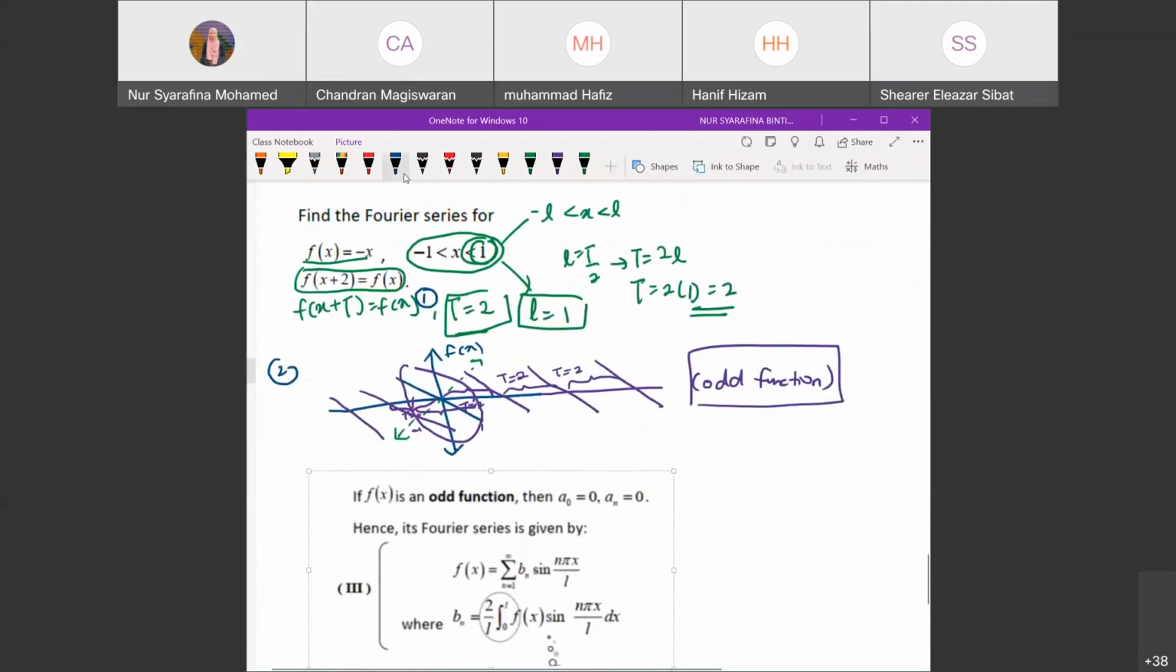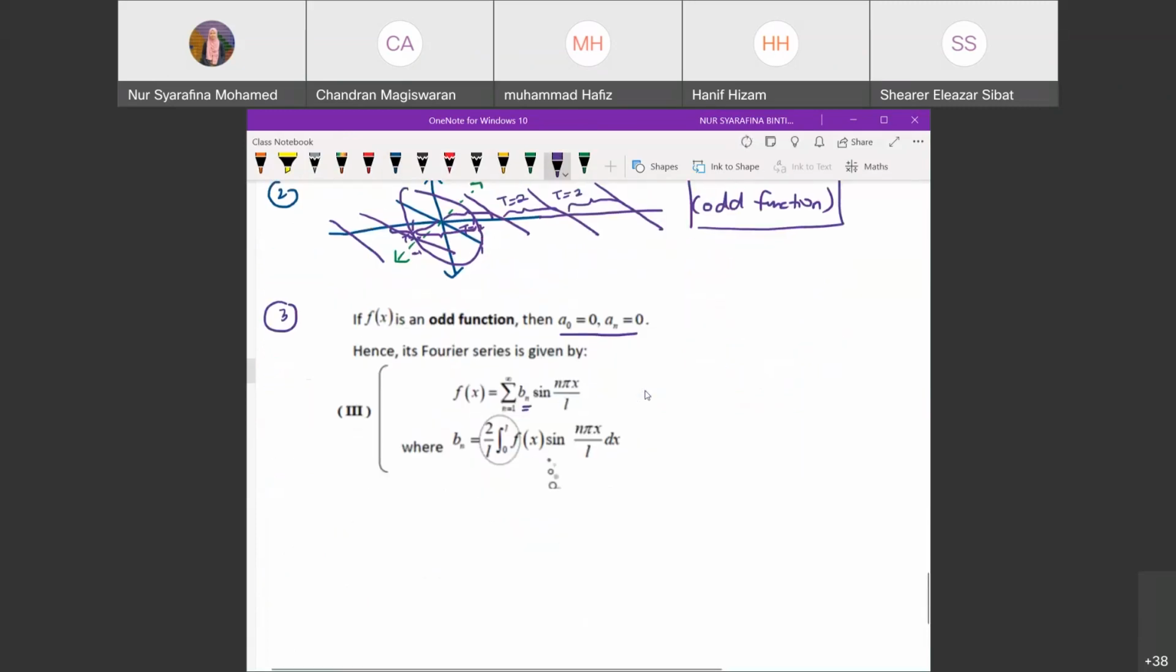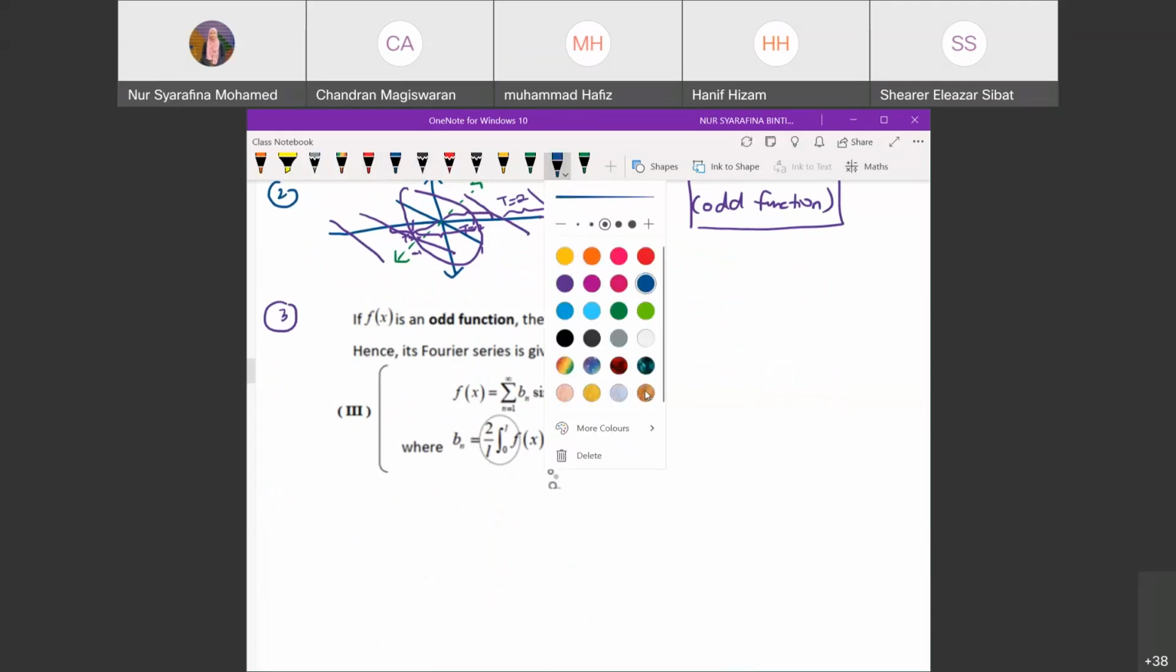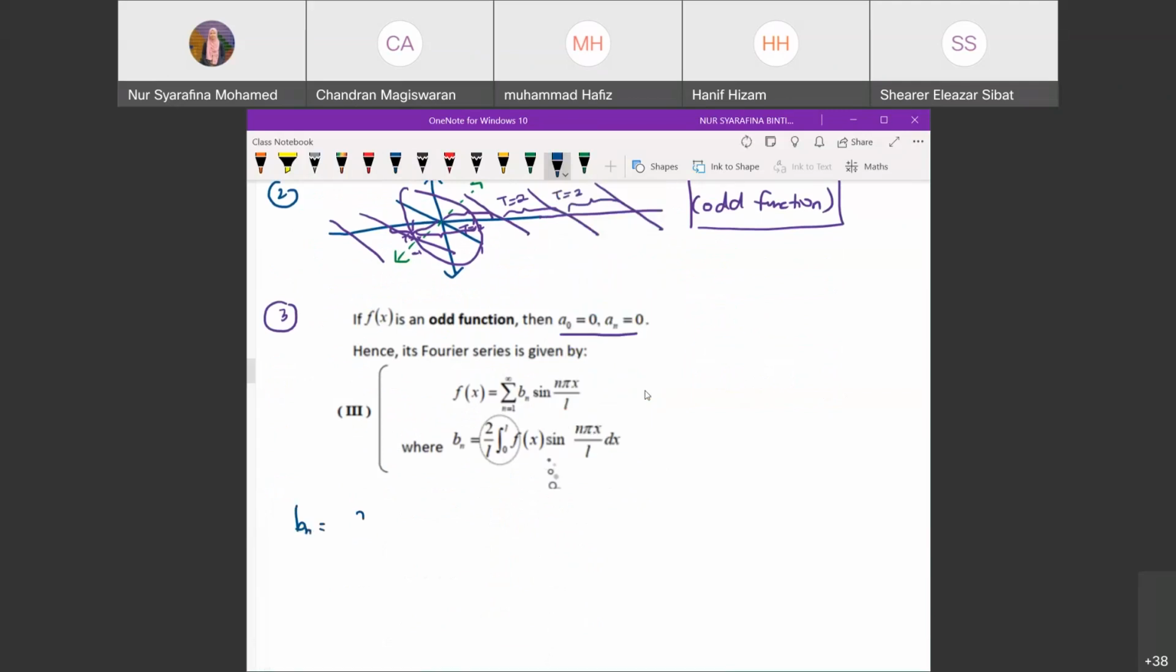So the third step, we calculate the Fourier series. Okay, A0, An is 0. So need to find Bn only, right? And of course, our f(x) here should be written as summation of Bn sine n pi x over L. And we can find Bn by integrate 2 over L. L is what? L is 1, right? L is 1.